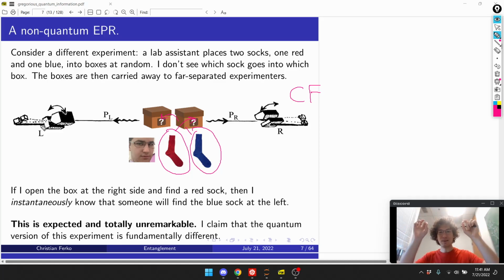But of course, there's nothing strange about this at all. It's just that something happened and moved very far away. And because I knew the data generating procedure for how the two socks were assigned to boxes, I can make an inference. So this is not why the EPR paradox is a supposed paradox. This is totally boring. If I'm going to argue to you that the EPR paradox is interesting, I need to explain why this is different from the EPR experiment. So why is this different?